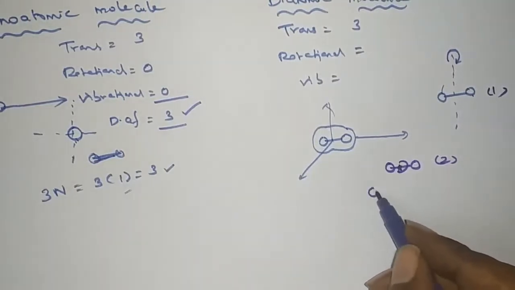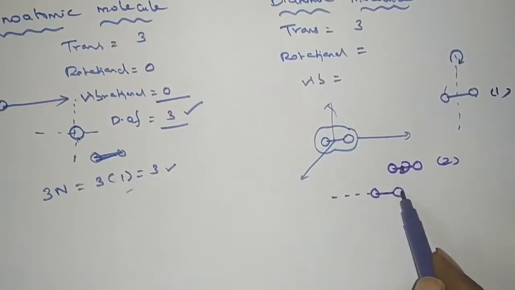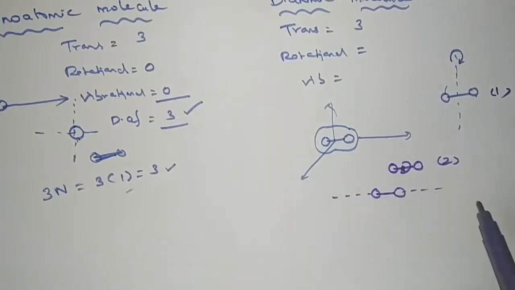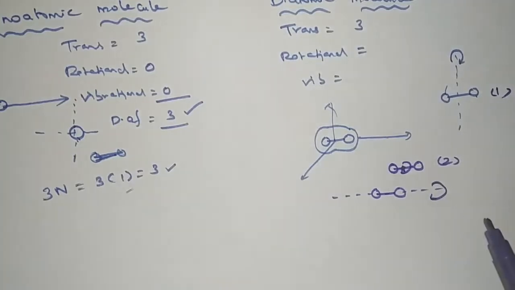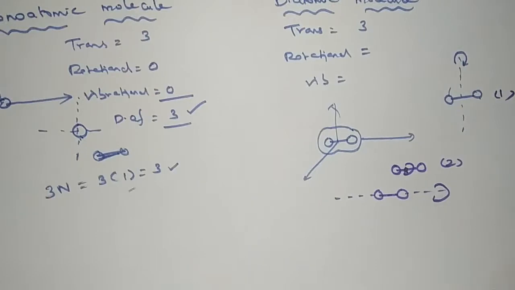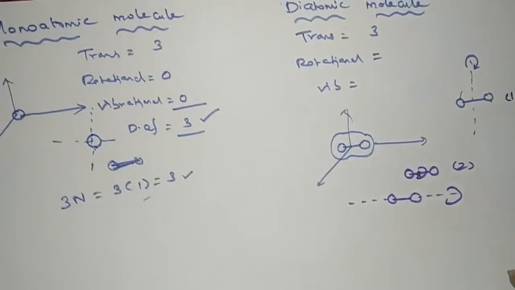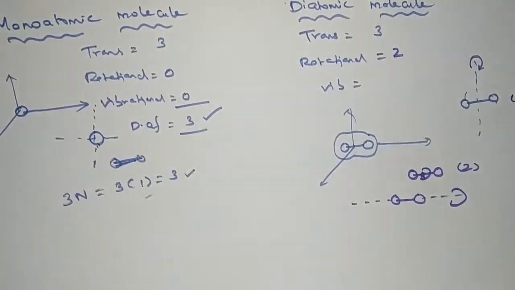I have a molecule like this and I am passing a plane along the 2 atoms and I am trying to rotate like this. What happens? The molecule atoms will rotate on its own axis, but the molecule will not move from its place. Therefore this is not considered as a rotational motion, it is restricted. Therefore it has got 2 rotational motions.